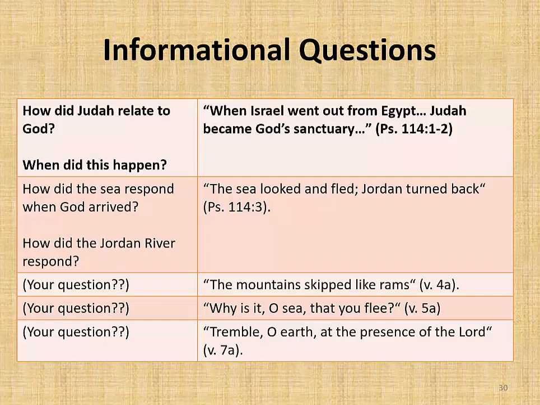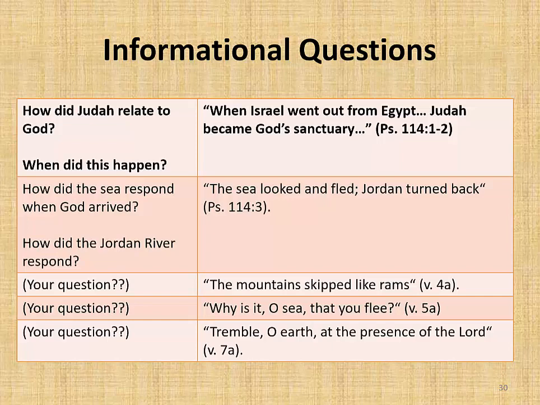Staying within Psalm 114, if we look at these phrases excerpted from verses 1 and 2, when Israel went out from Egypt, Judah became God's sanctuary. These can be queried with the questions, how did Judah relate to God? Well, Judah related to God as his sanctuary. And when did this happen? Well, this all took place, that is, God taking up residence in Judah, letting Judah be his sanctuary. That happened when Israel went out from Egypt.